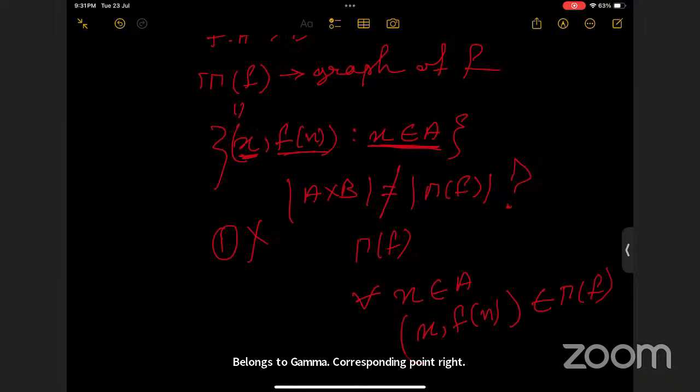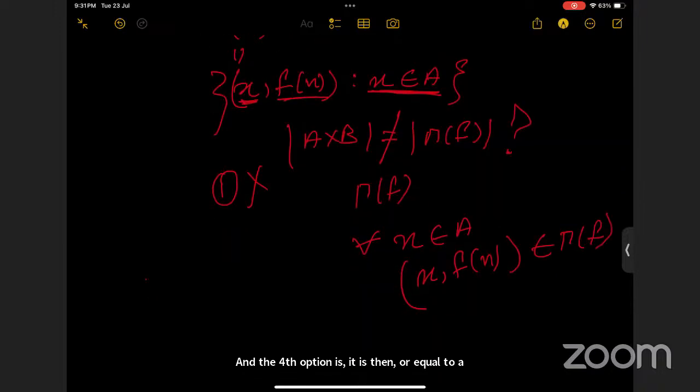It is the last question someone has posted. Okay, ninth one. So this is clear, right? And the third option is there is no guarantee that the cardinality of gamma f is equal to the cardinality of B, right? And the fourth option is it is less than or equal to the cardinality of A. So this is clear, right?